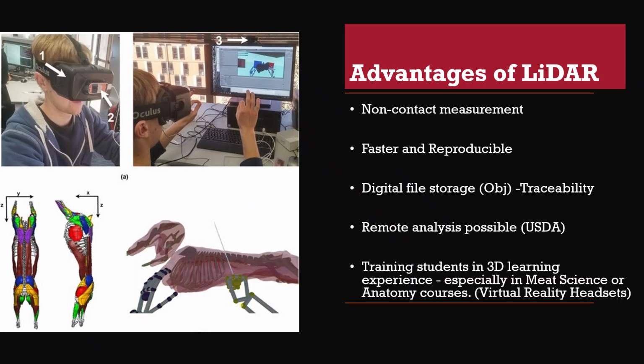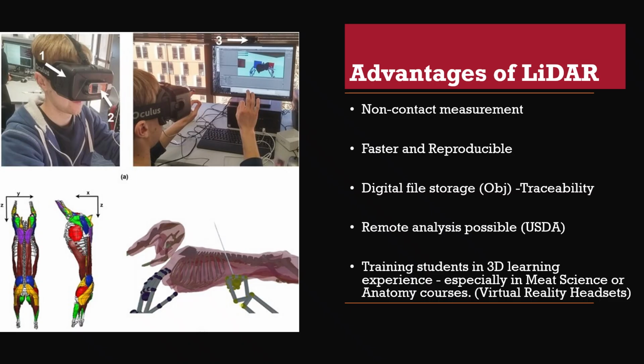Some of the advantages of LiDAR, like I mentioned, is that it is non-contact. You don't have to touch the carcass, and from a food safety perspective, that's good. It's also faster and reproducible compared to the manual measurement. You also get a digital file, OBJ, which is good for traceability purposes. We also see a future where USDA can work remotely instead of being on site. You can just send them a 3D image for them to evaluate the carcass.